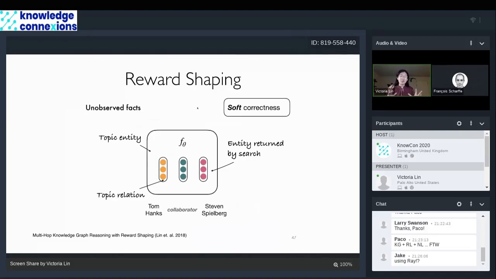So we basically use a knowledge embedding approach. We represent every entity in the knowledge graph as an embedding, and we also know the target relation. So we can just call an off-the-shelf knowledge graph embedding function, and use that scoring function here to estimate the soft reward.